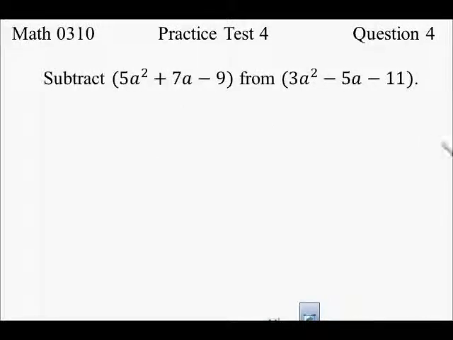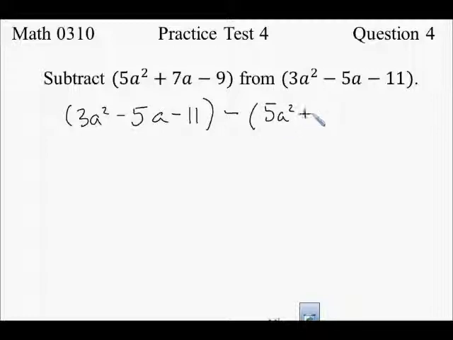Question 4 says, subtract the quantity 5a squared plus 7a minus 9 from the quantity 3a squared minus 5a minus 11. So we're subtracting the first quantity from the second quantity. Means what we really have here is 3a squared minus 5a minus 11, the second quantity, minus the first quantity. So again, be careful on the wording. It says subtract 5a squared plus 7a minus 9 from the second quantity, so we really have the second quantity minus the first quantity.